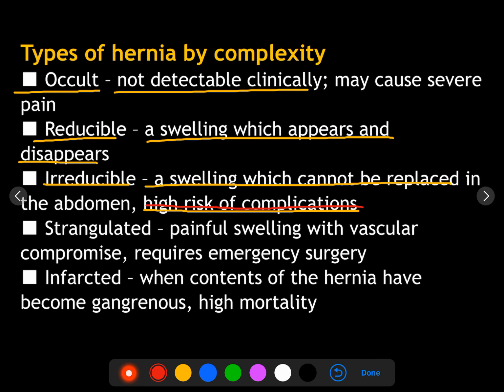Strangulated, presented with painful swelling with vascular compromise. This requires emergent surgery. Strangulated means impairment of the blood supply. While lastly, infarcted, when the content of the hernia becomes gangrenous.